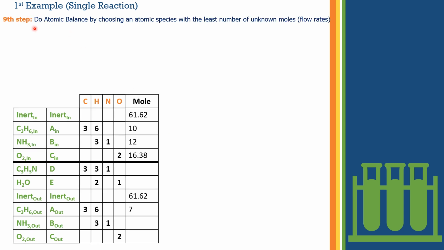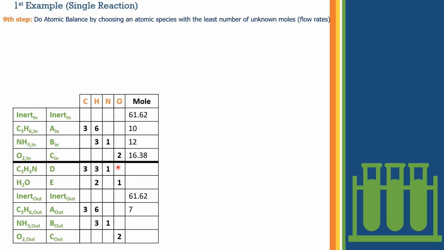Now let us do the 9th step, which is do atomic balance by choosing an atomic species with the least number of unknown moles or flow rates. So for carbon, we know its moles here, we don't know here, here we know. So just one we don't know, so we can start with it.